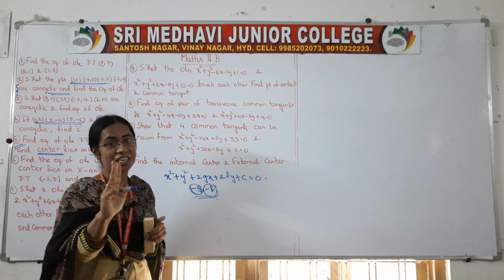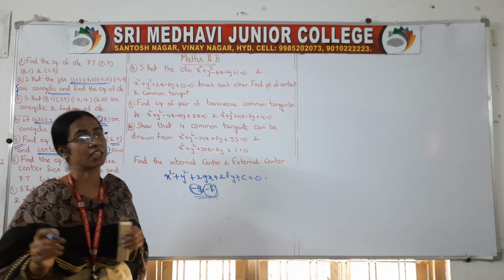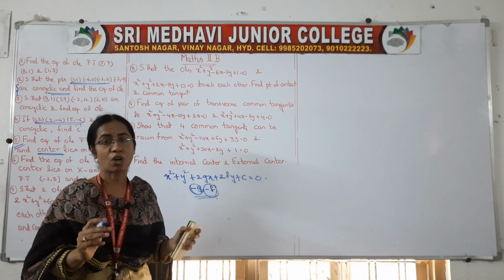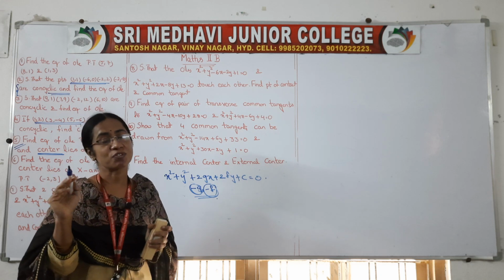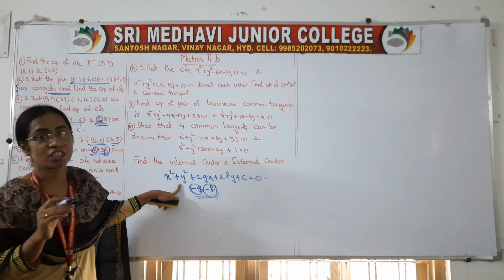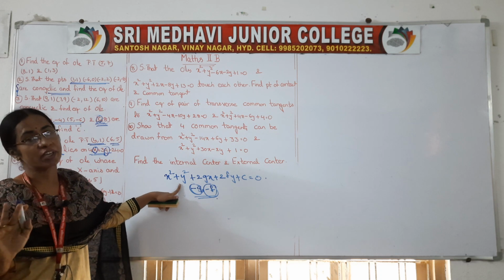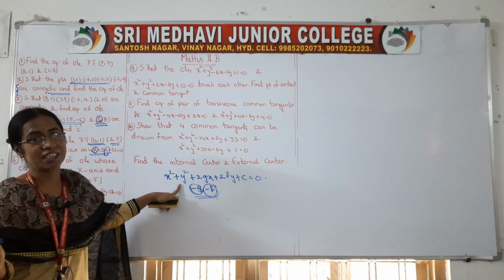Now again you got 3 equations in terms of g, f, c. Take 2 at a time, solve them, you will get your g, f, c. Substitute in this equation. Finally, that will be your required circle equation.